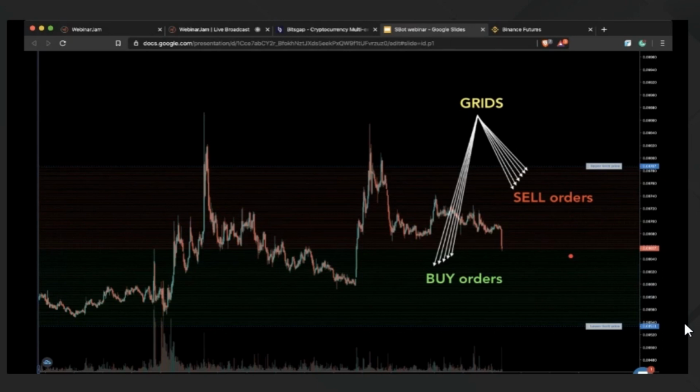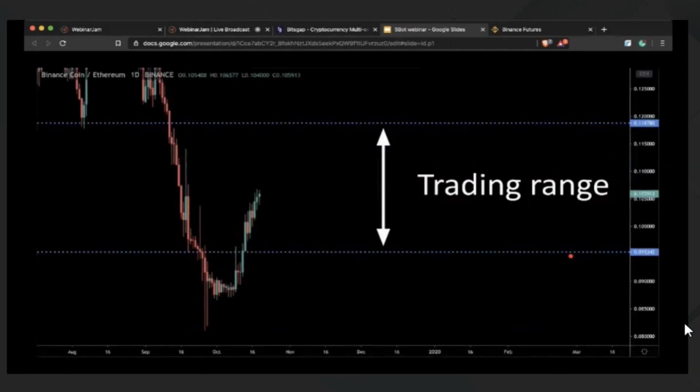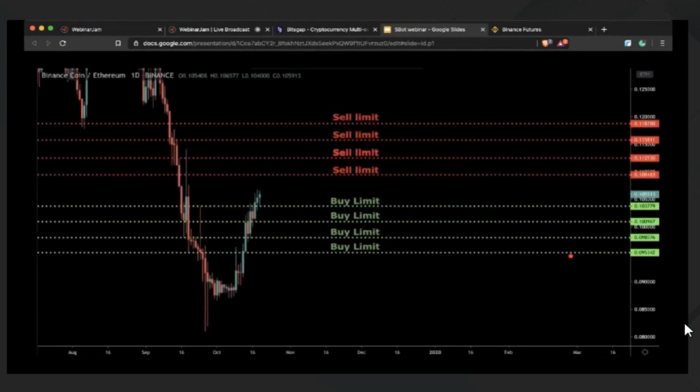So let me visualize the grid mechanism for you in the next example. First of all, we have to define the trading range. The trading range is the area within which you are going to trade. I mean, the bot is going to trade for you. And within this trading range, the auto bot, it can be the Sbot, the classic bot, or the Scalper, sets sell limit orders and buy limit orders.